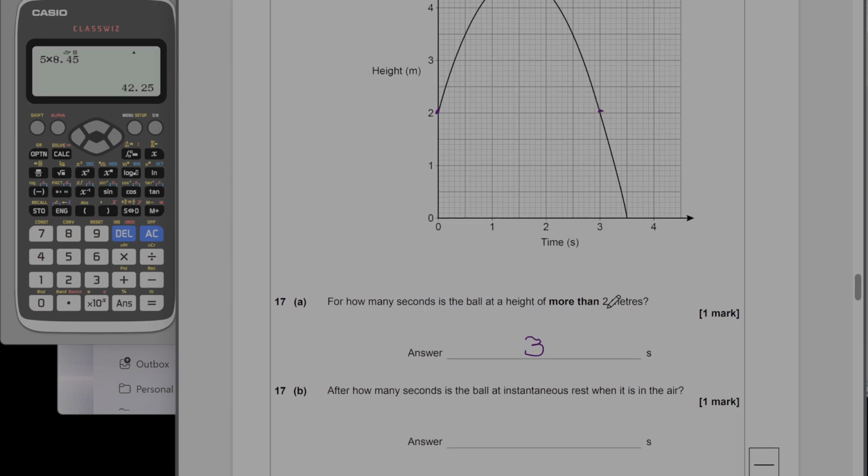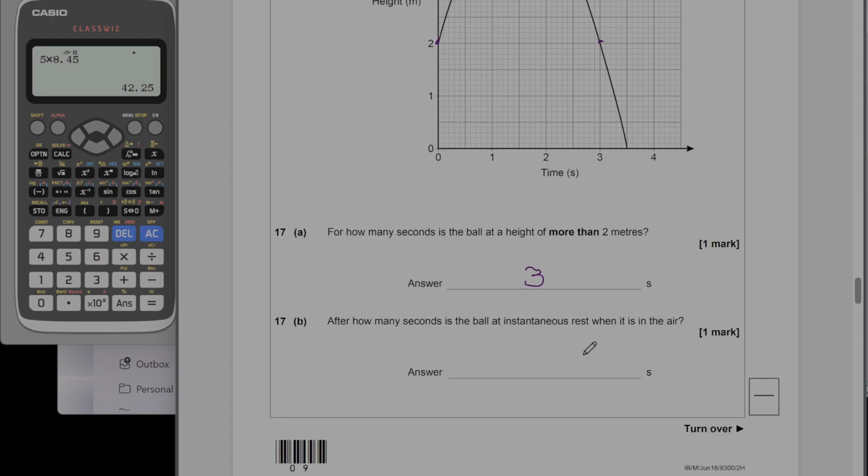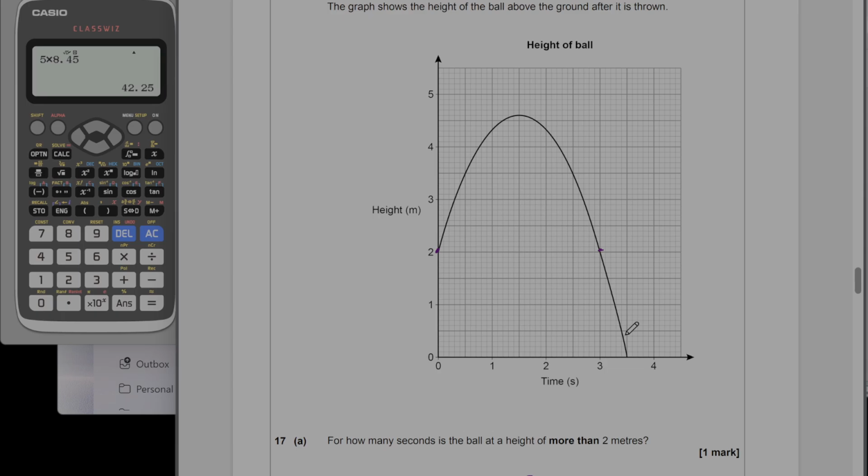Oh, height of more than 2 meters. That's technically the time it spends at 2 meters or greater. So I think you could have 2.9999999. I would go 3. Part B, after how many seconds is the ball at instantaneous rest when it is in the air? So that's going to be this time here, which is 1.5 seconds.